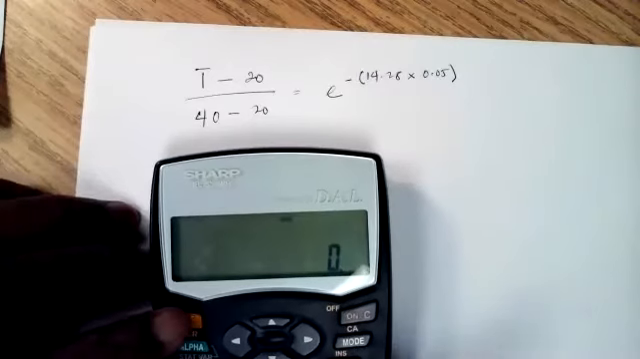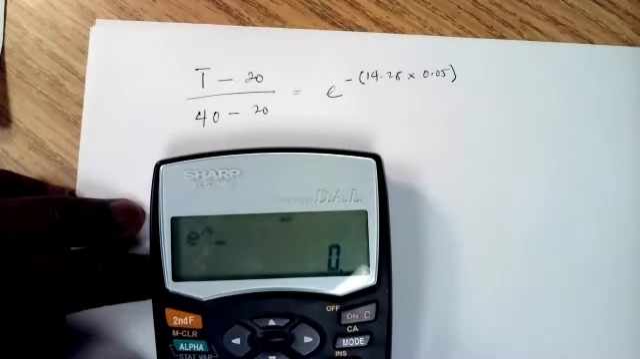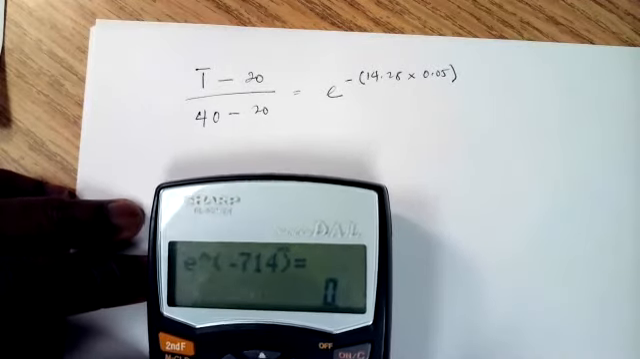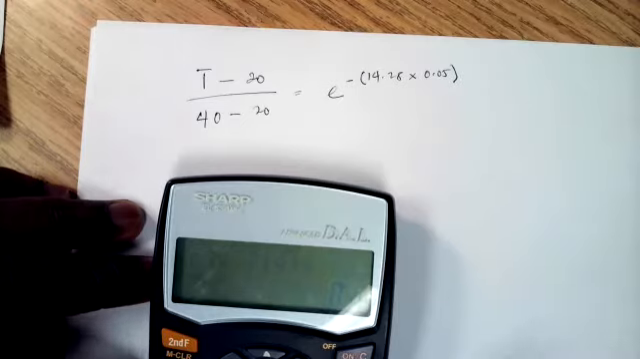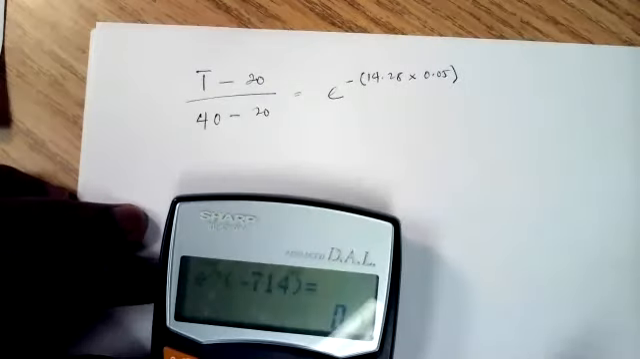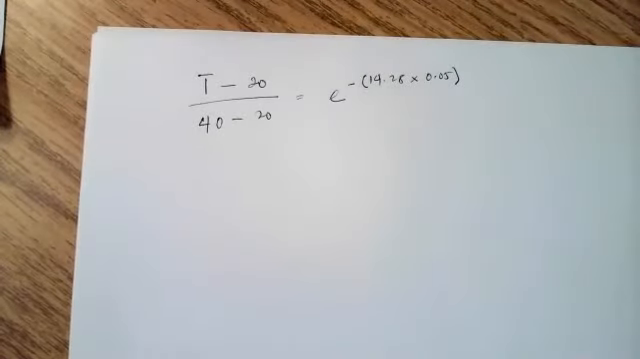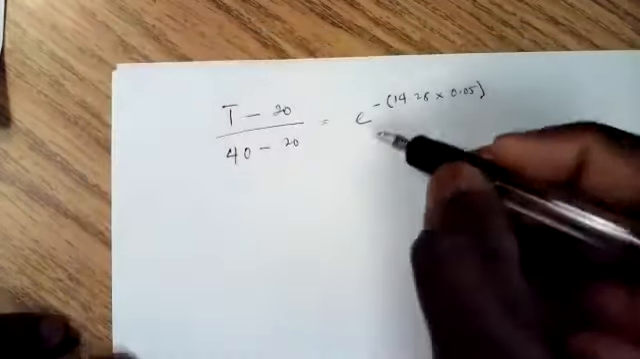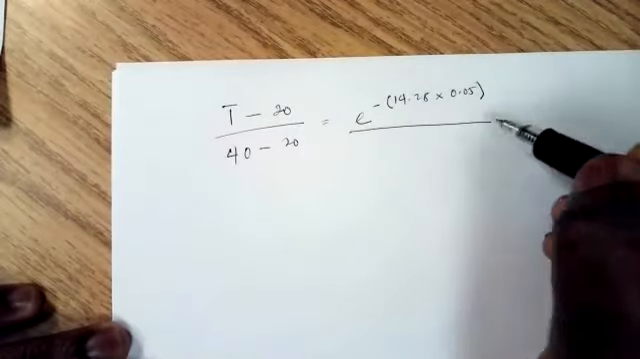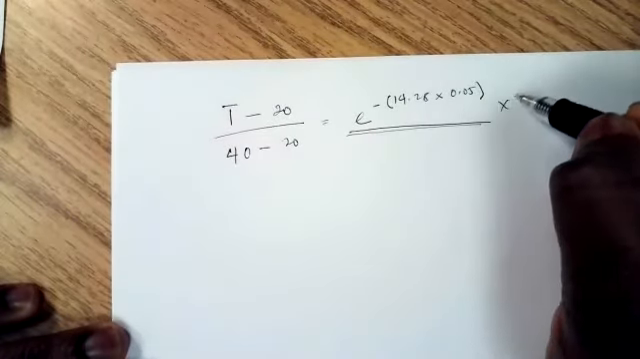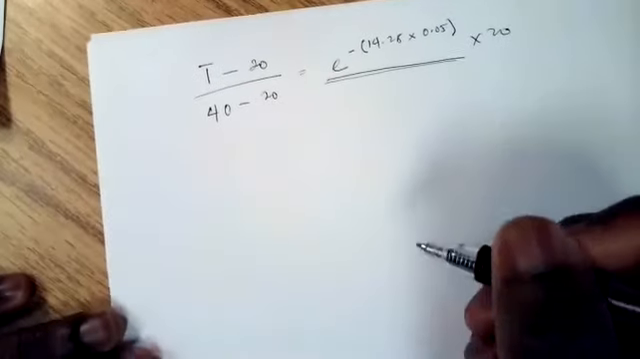So that would be -714. Is that correct? I'm struggling with this calculator. Can you please evaluate this for me, if you have a good calculator? And then multiply this by 20. What do we get?